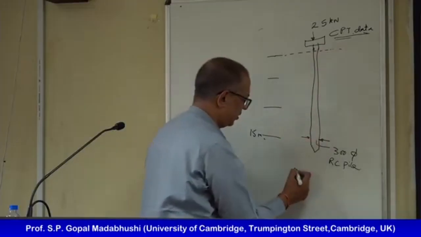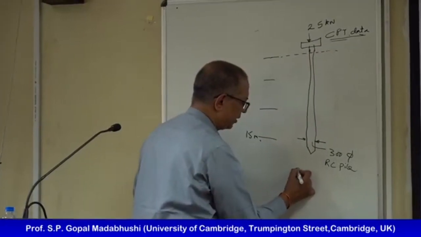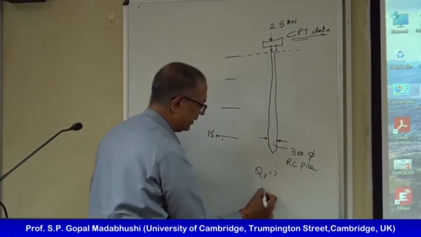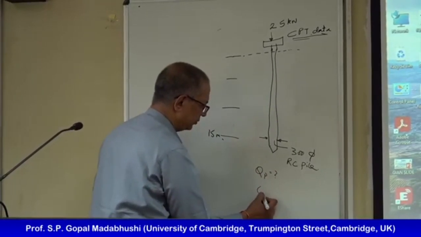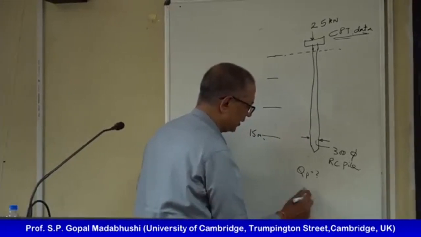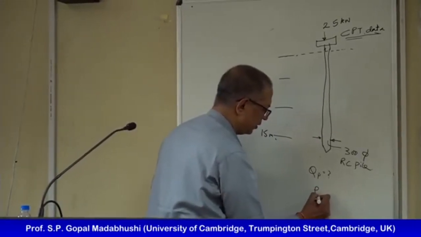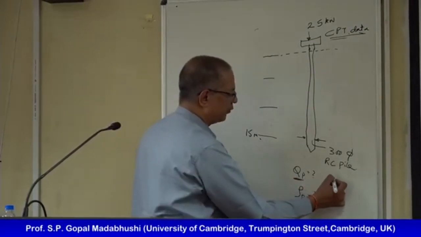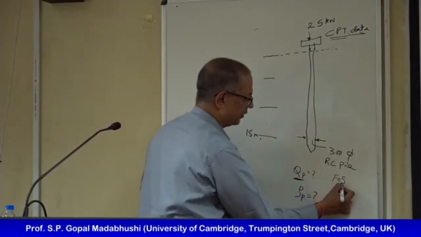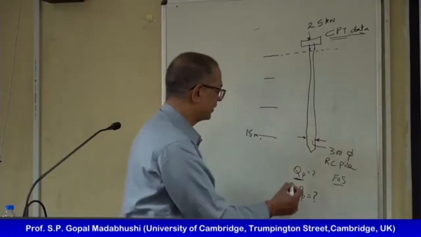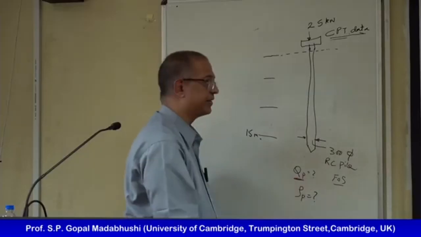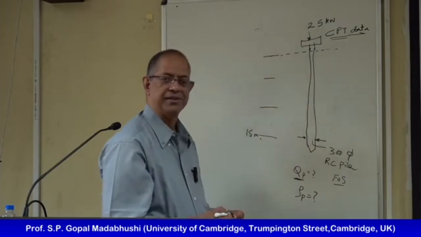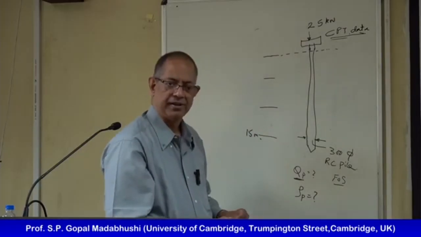And so what is Qp, and what is the shaft capacity? Once you get this, you can work out the factor of safety, because this is the estimated capacity. We're applying 25 kilonewtons. You should know what the margin of factor of safety is.